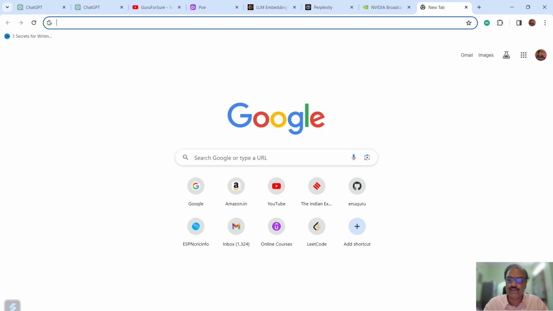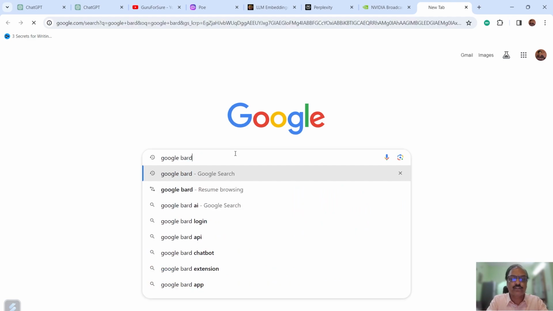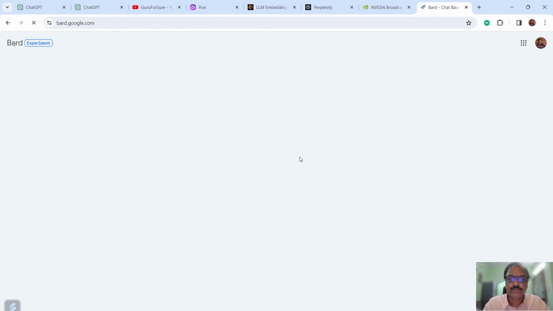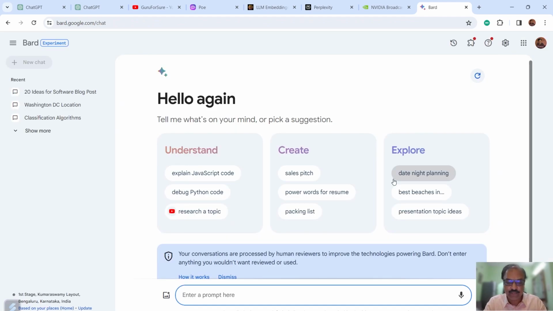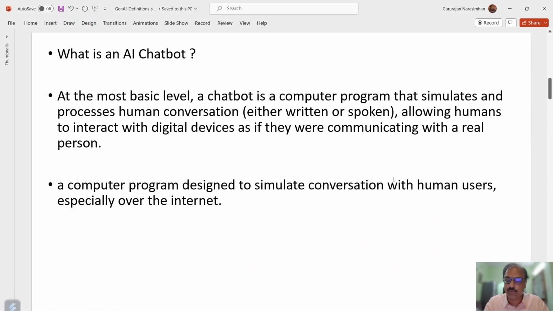The other one that is popular is Google Bard, right? So this is also an AI chatbot. So it enables communication with a device as if you're talking to a human being. So that's an AI chatbot.